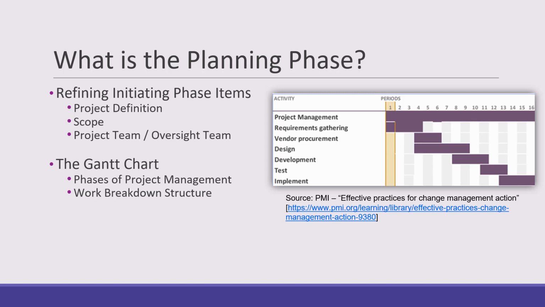It starts with gathering requirements of what is needed to be completed. The product is then designed and developed. Testing of the project ensures that it is successful in accomplishing its function, and then the product is implemented. Now, obviously, there are a number of tasks that fall under each of these categories, but this is a nice high-level representation of what a typical Gantt chart looks like.